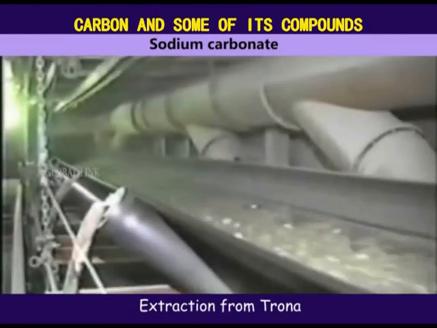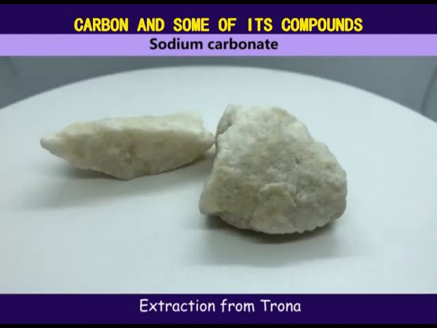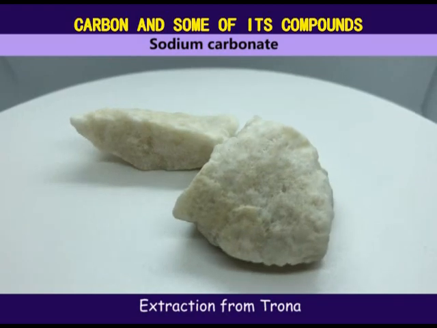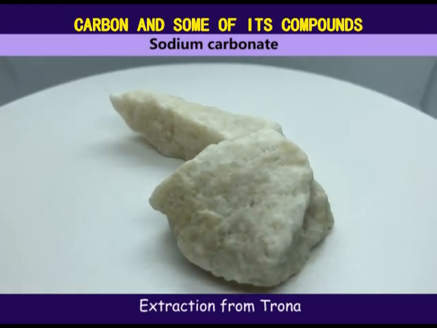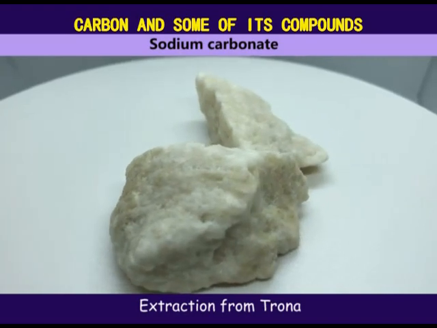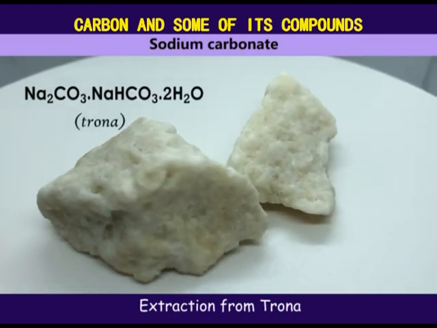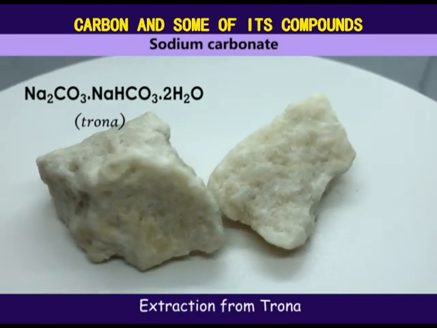But what is trona? Well, many million years ago, erupting volcanoes of the Great Basin regions deposited ash into huge lakes in various parts of the world. That sodium-rich ash mixed with the lake's carbon dioxide from decaying plant material and other minerals to form trona. Trona is a double salt containing sodium carbonate, sodium hydrogen carbonate, and water of crystallization.